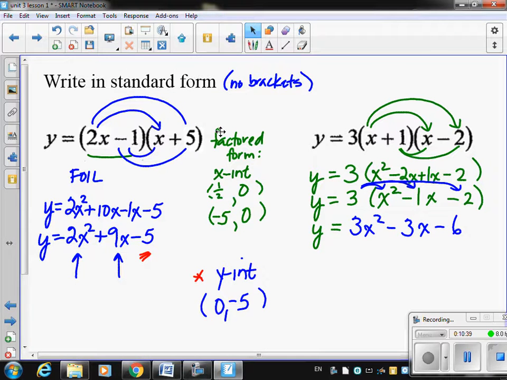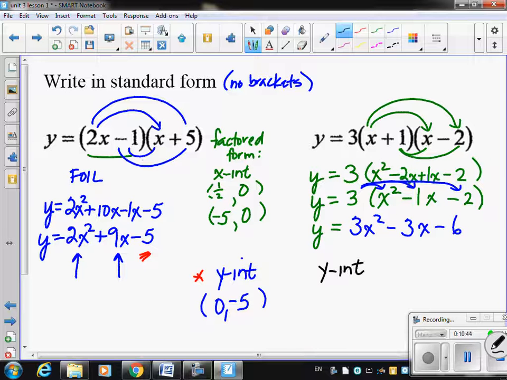So my key features would be my y-intercept comes from standard form. When x is 0, y would be negative 6. My x-intercepts come most easily from factored form from the 2 brackets. You could set each bracket equal to 0 and solve, or notice that my 2 x-intercepts will be (-1, 0), opposite sign to what's in the bracket, and (2, 0).